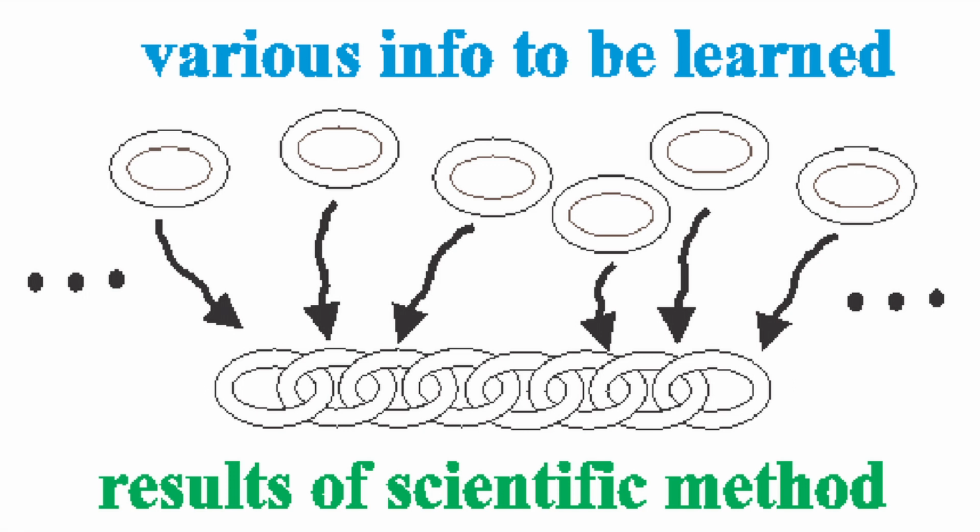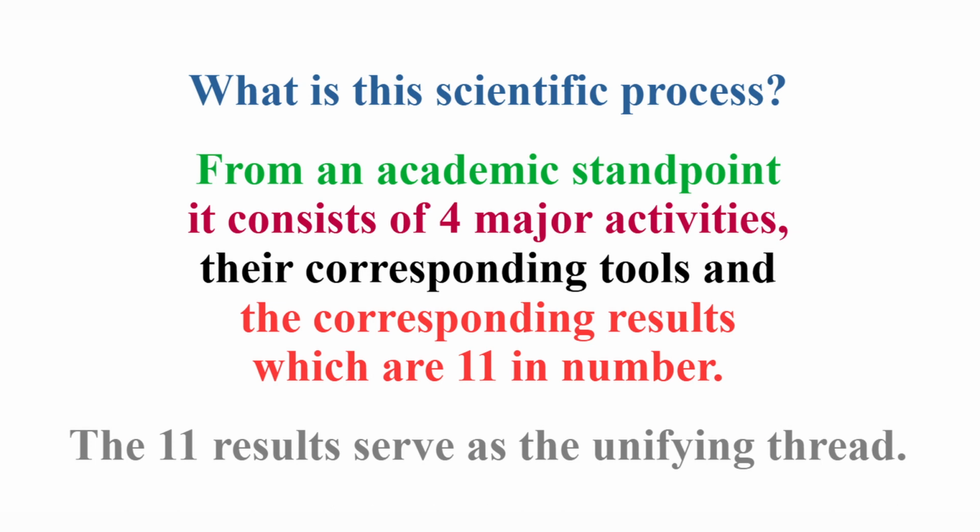The various info to be learned and mastered in the course can be effectively connected to the chain formed by the results of the scientific process. So, what is this scientific process? From an academic standpoint, it consists of four major activities that scientists engage in all the time, then the corresponding tools used by them, and finally the corresponding results, which happen to be 11 in number, as we will see. It is these 11 results of such activities that constitute the unifying thread mentioned earlier here.